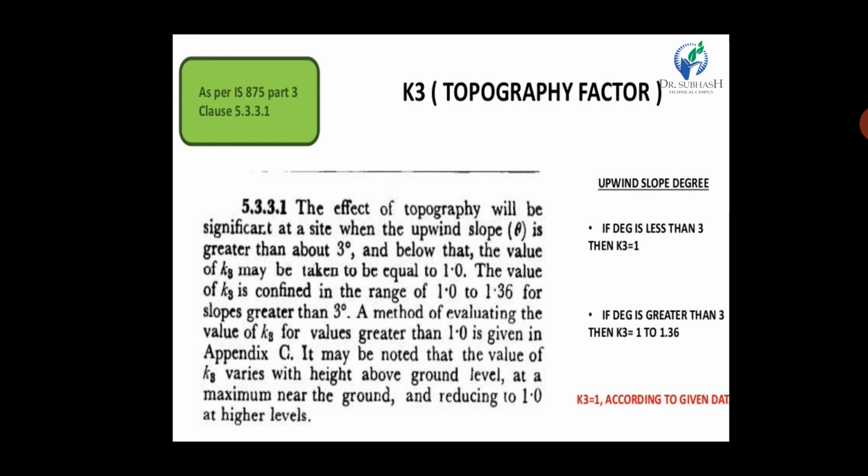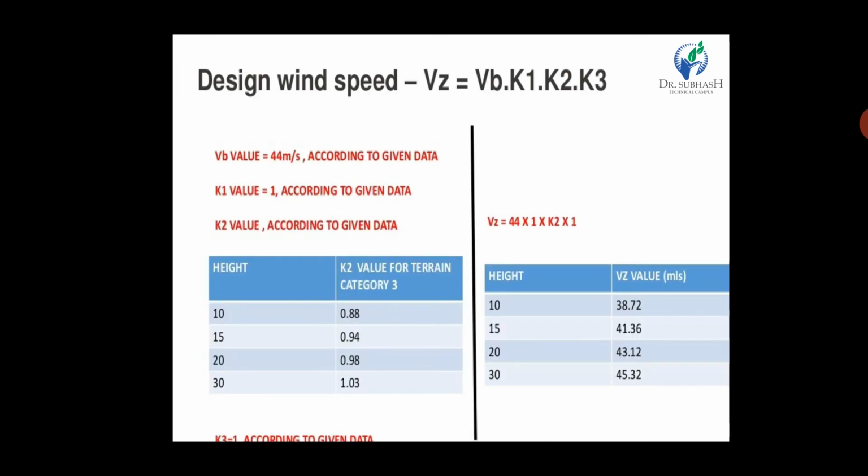So the upwind slope in degrees is less than 3, so according to our data K3 should be 1. So we have to take K3 equal to 1, but for different data or different terrain categories the upwind slope may vary. So now we calculate the design wind speed Vz. Vb we have calculated according to our table, and K1, K2, K3 we have already calculated. So we calculate Vz at different heights.